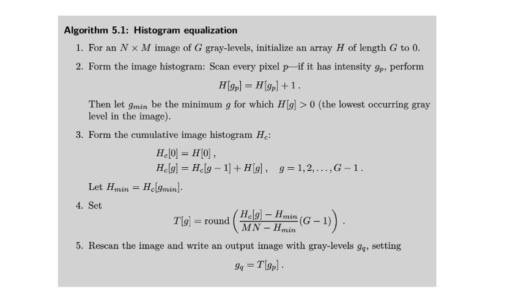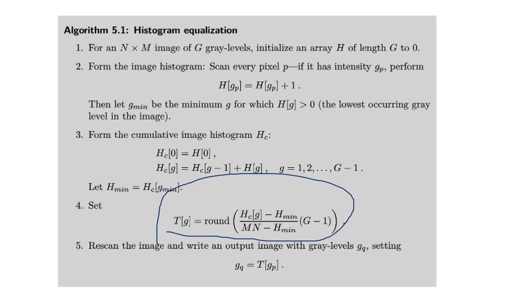Then we form the cumulative histogram. Cumulative means one by one we keep adding. Initially the first value is itself, then the second value is added to the first value, the third value is added to the sum of 1 and 2, then 4 is added, then 5, and so on. You go on accumulating, cumulatively keep adding. Okay, that is what is meant by the cumulative image histogram. Then you set the value t of g equal to the rounded value. Then you rescan and write an output image.